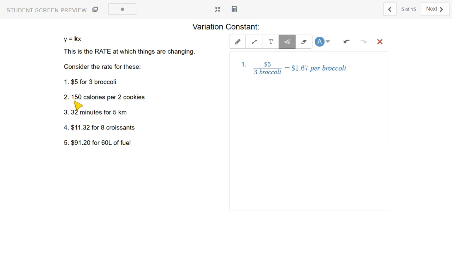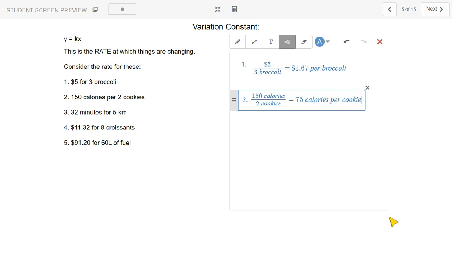Our second example, 150 calories per 2 cookies. The rate, we need to find the unit rate, which would be for 1 cookie. So we're going to put it into our fraction, 150 calories for 2 cookies. So for 1 cookie, we would have 75 calories per cookie.